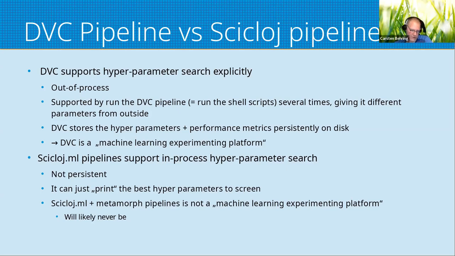But there's no concept of persistence in that, because scicloj.ml plus Metamorph pipelines is not a machine learning experimenting platform. And it will likely never be, because that would mean re-implementing DVC in Clojure. That's for sure not what we want to do, and I think there's no added value in that either. So there's a difference between a machine learning experiment platform versus an in-process way of hyperparameter optimization.